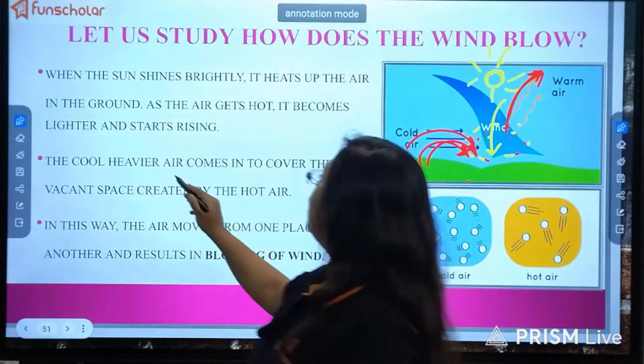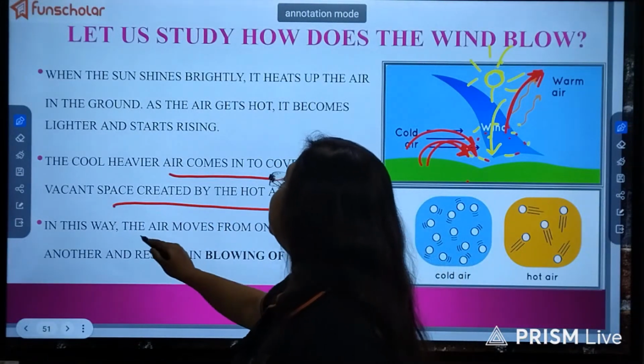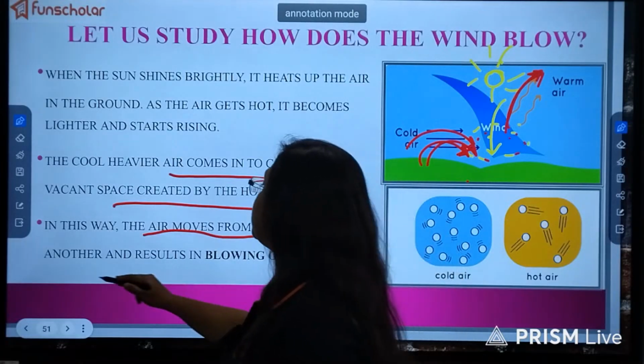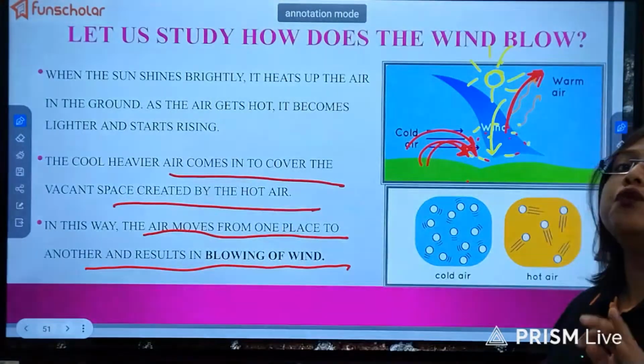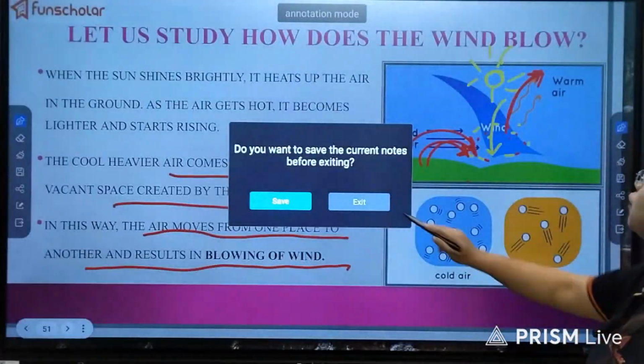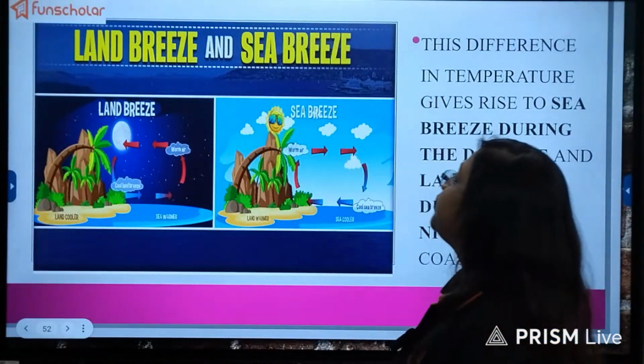Then what's happening? The cooler and heavier air comes to cover the vacant space created by the hot air. In this way, the air moves from one place to another and results in the blowing of winds. That's how wind is actually blowing. So we got the process of how wind blows.